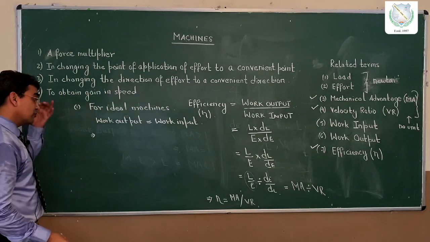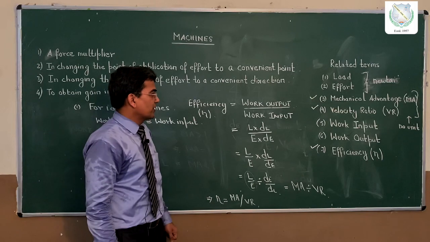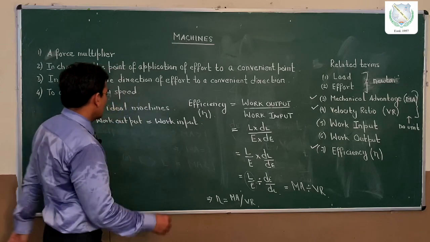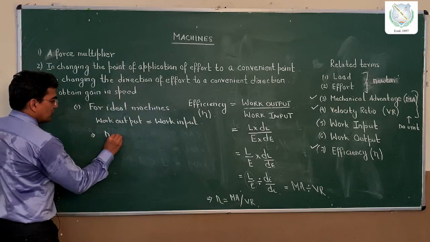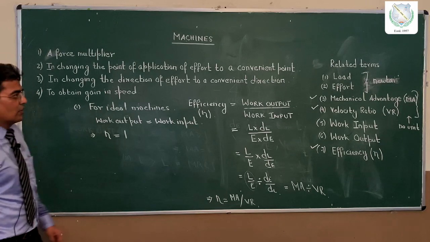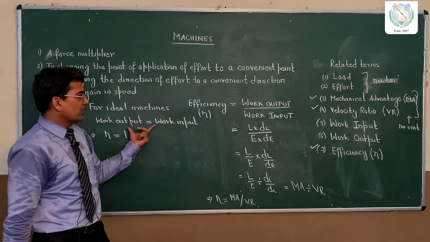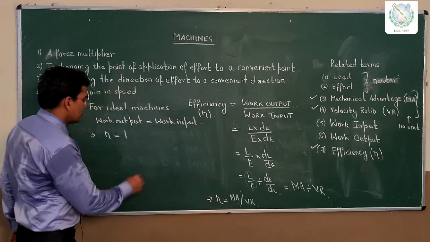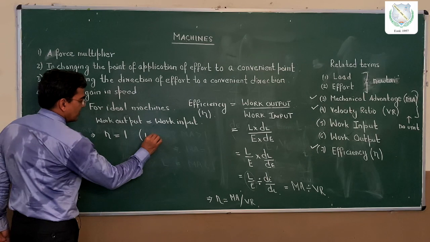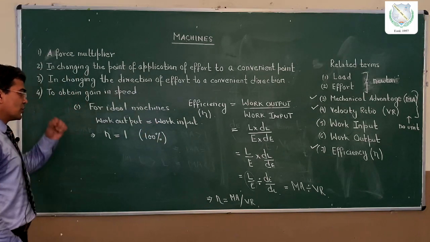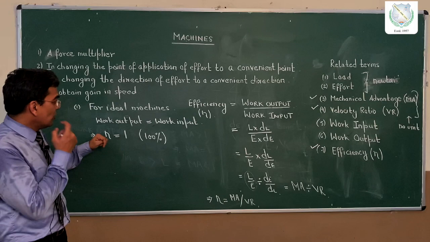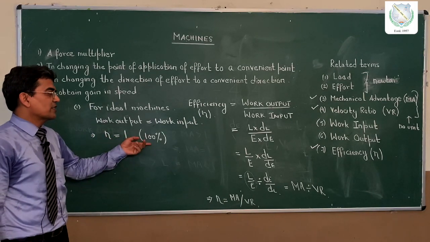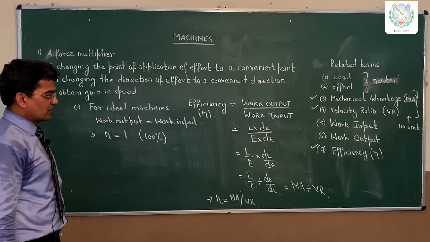Now if work output and work input are equal and they are substituted over here, work output upon work input, both are equal, they will cancel out and your efficiency will be equal to 1. Converting it into percentage, you can say it's 100%. So for an ideal machine, remember that efficiency is always equal to 1, or you can say it will always be 100%.